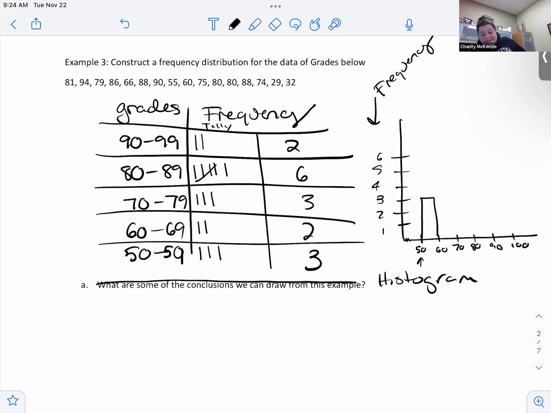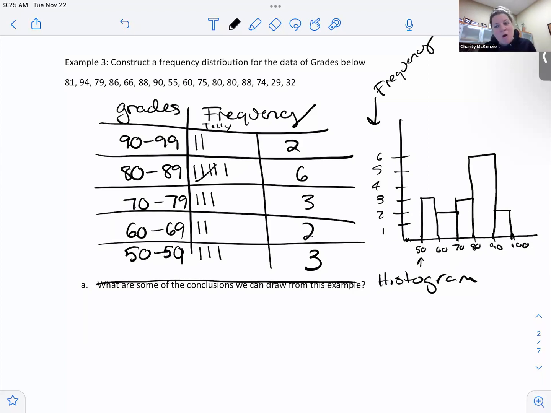Okay, and then 60 to 69. So 70 would bump us into that next category. So 60 to 69, we had 2. And so we go all the way across touching like that. 70 to 79 was 3. So we're going to go up to 3. And that whole box has got that. 80 to 89, we had 6. So we're going to go up and back down. 90 to 100 is 2. If we had something over 100, it would be its own box. That's a histogram of that data.